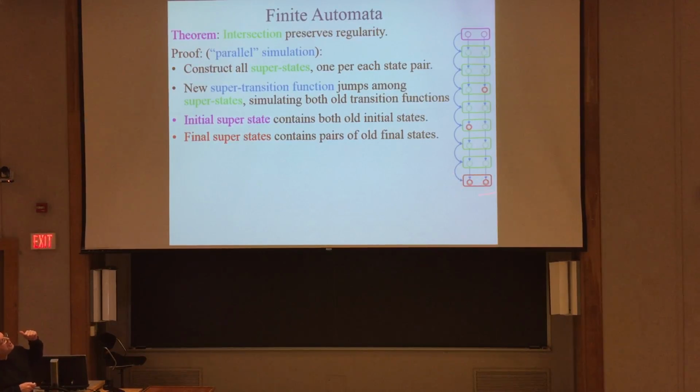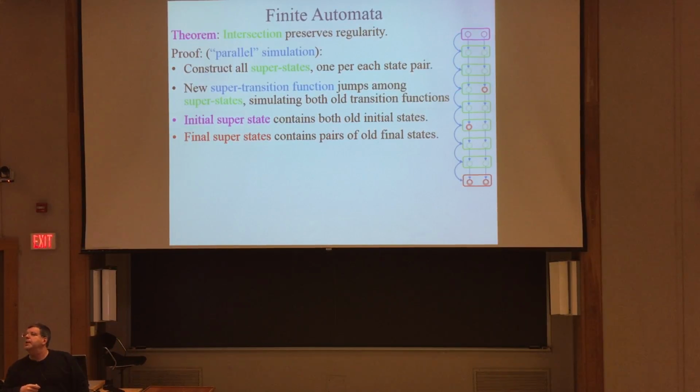But now for intersection, the final states of the cross-product machine are all superstates that contain two final states, one from each machine respectively. There could be many superstates, because there could be many final states in the first machine and many final states in the second machine, and all combinations of final states for the first and final states for the second will be final superstates in the cross-product machine.